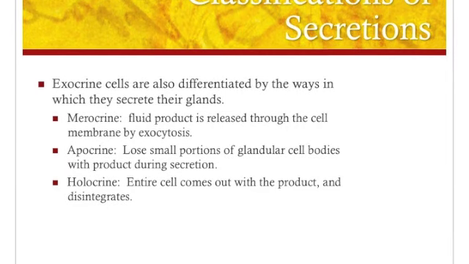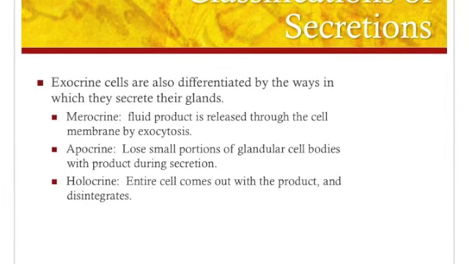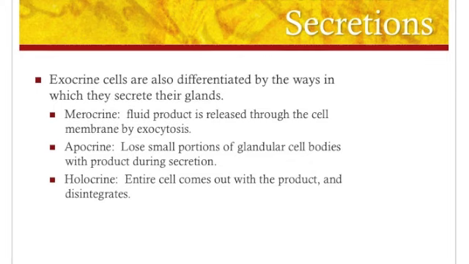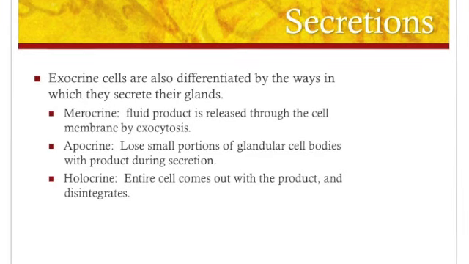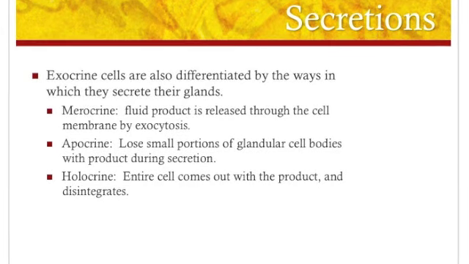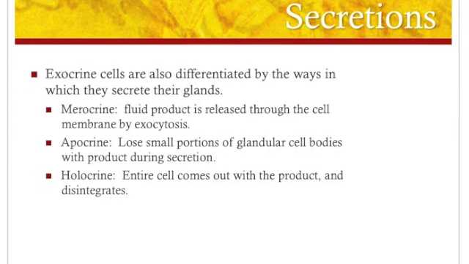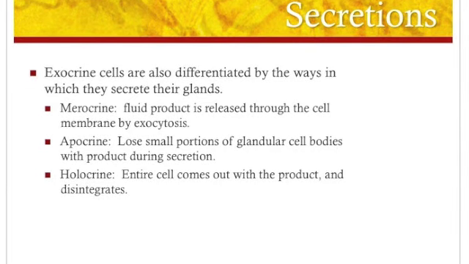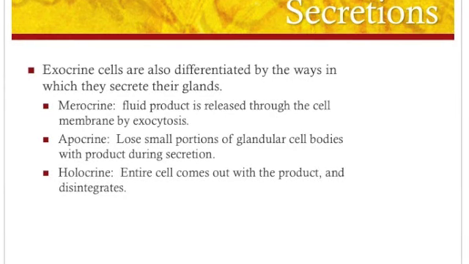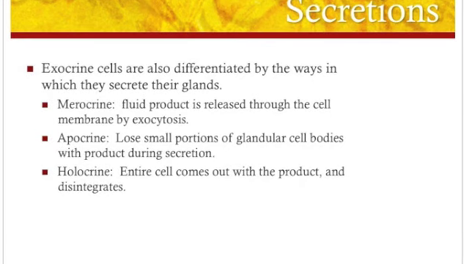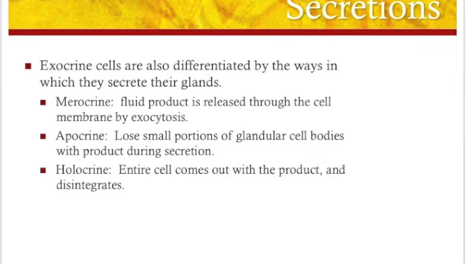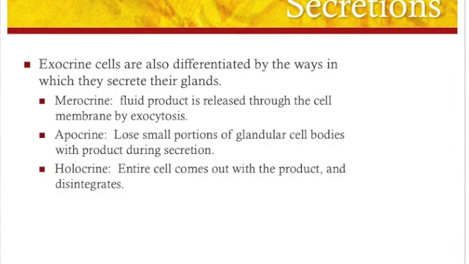Exocrine glands are also differentiated by the ways in which they secrete their products. For example, in merocrine glands, the fluid product is released through the cell membrane by exocytosis. Examples of this are the salivary glands, the pancreatic, and sweat glands. Another type is apocrine, and this is the loss of small portions of glandular cell bodies with product during secretion. An example would be the mammary glands and ceruminous glands found in the ear canal. The last one is holocrine, and this is when the entire cell comes out with the product and disintegrates. An example would be the sebaceous gland.